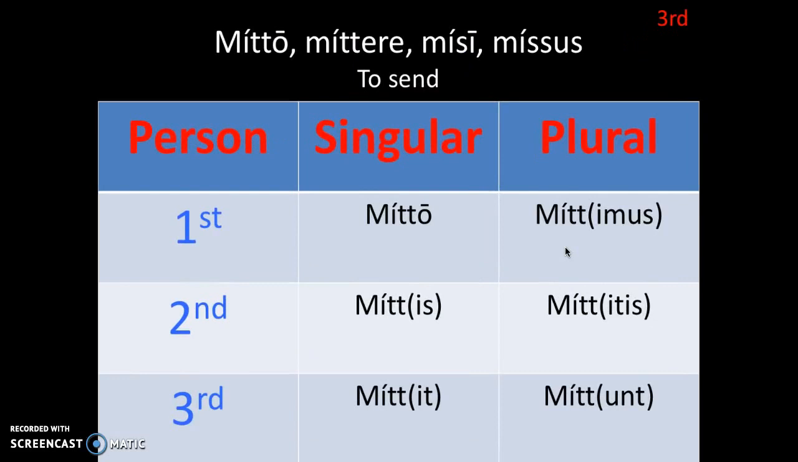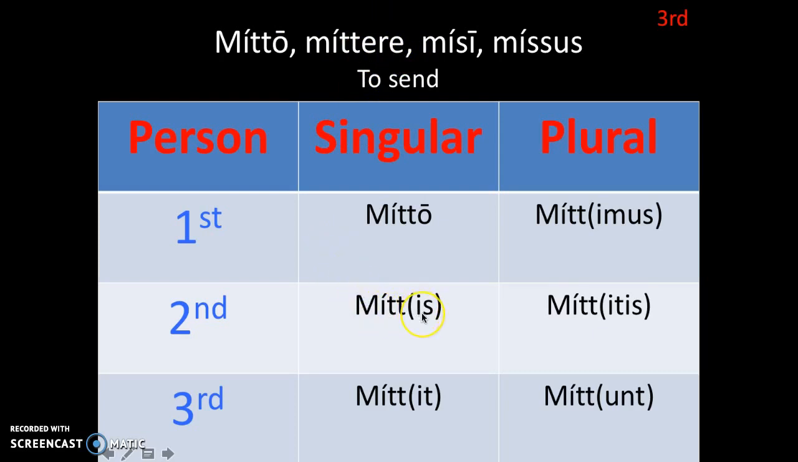Now let's take a third conjugation verb, in this case mitto, mittere, misi, missus, which means to send. Now, for the first singular part, you will look at the first principal part and drop it down. But for everything else, except for third plural, you will look at the second principal part and take out the ERE, not just the RE, but the whole ERE. So you're left with MITT.